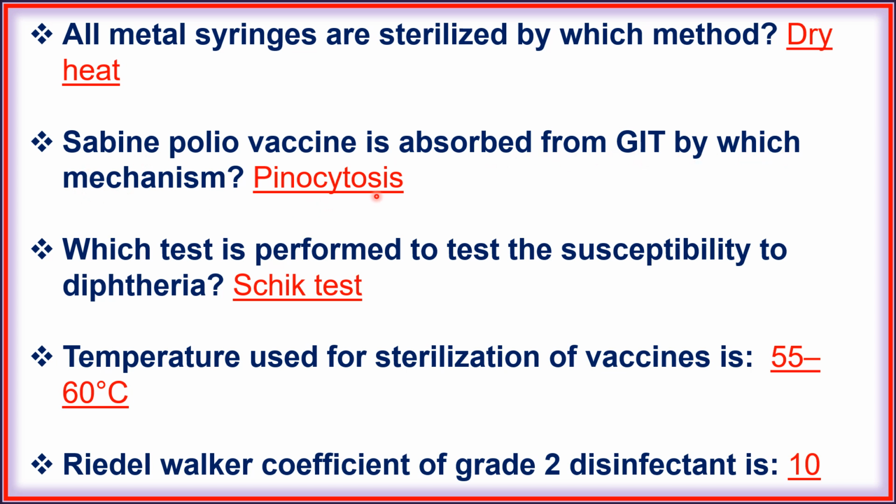That is pinocytosis. Next, which test is performed to test the susceptibility to diphtheria? That is Schick test. Next, temperature used for sterilization of vaccine is 55 to 60 degrees centigrade. Next, Rideal-Walker coefficient of grade 2 disinfectant is 10.